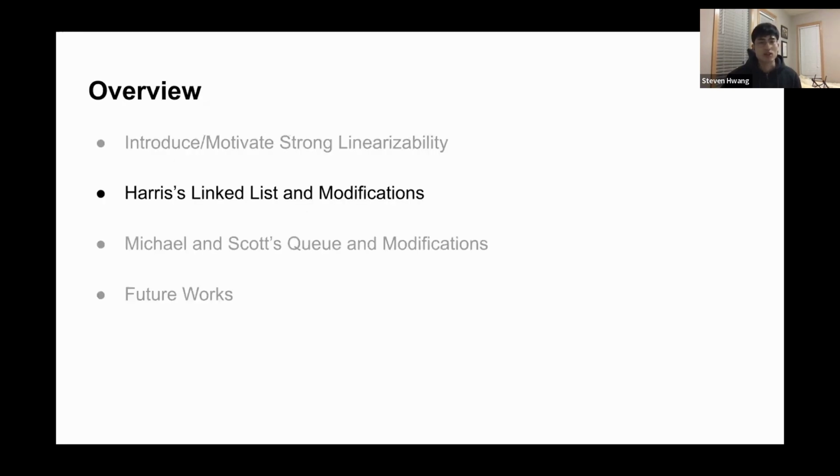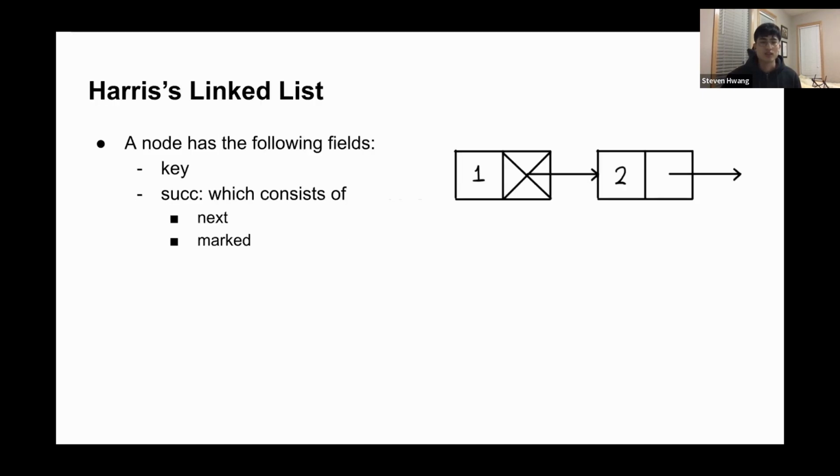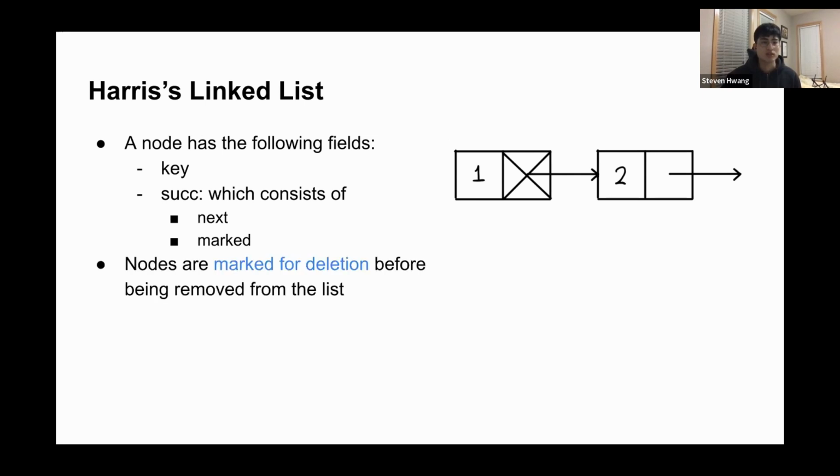Next, we'll go over Harris's linked list. Harris's linked list has the following fields. It has a key value, which is the element that the node contains, and a successor field, which is a composite field composed of next, which is the next node in the linked list, and marked, which is a Boolean value to indicate the marked status of the node. The key idea behind Harris's implementation is that nodes are marked for deletion before actually being removed from the list.